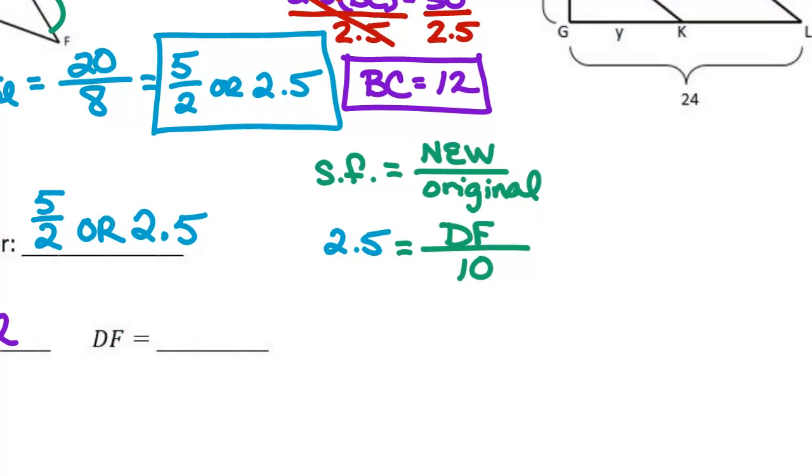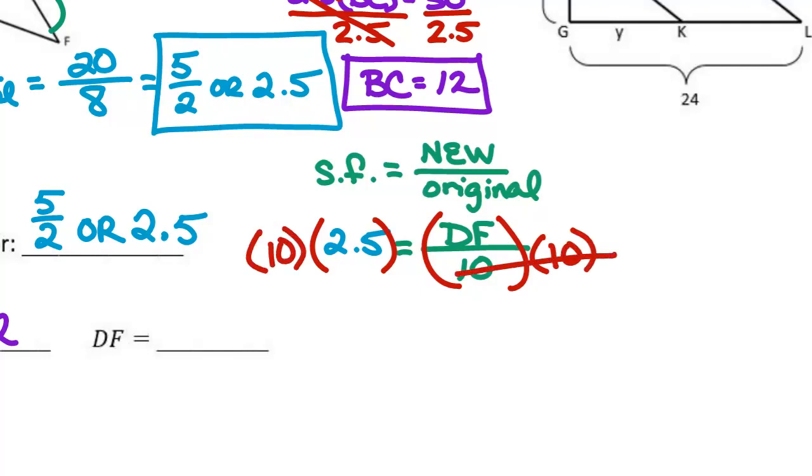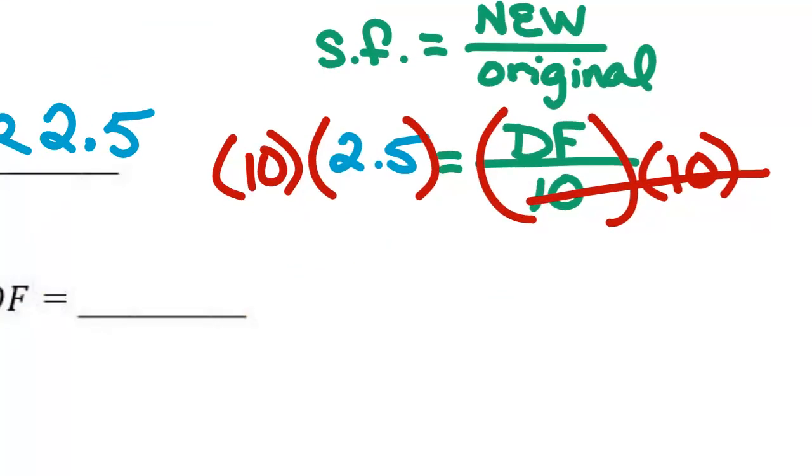DF is part of a fraction. I don't want it to be part of a fraction if I'm trying to solve for it. What operation undoes fractions? Multiplication. So we're going to multiply both sides by what? 10. It's always whatever is on the bottom. So 10 times 2.5 would give me 25.